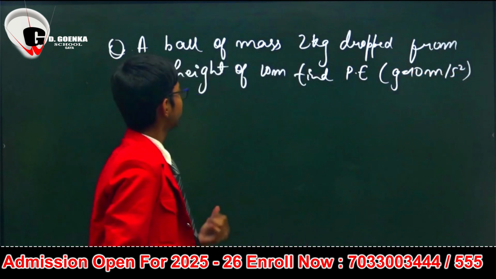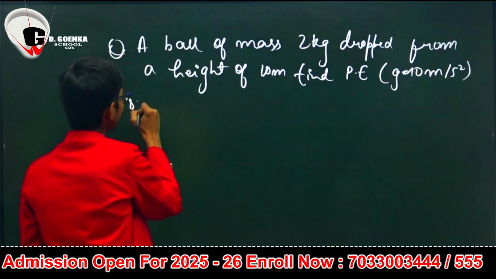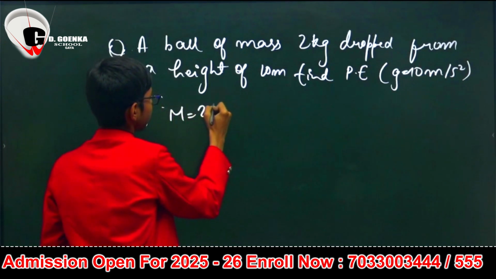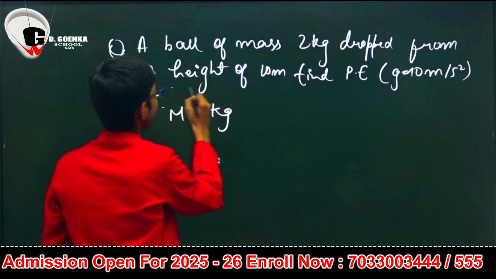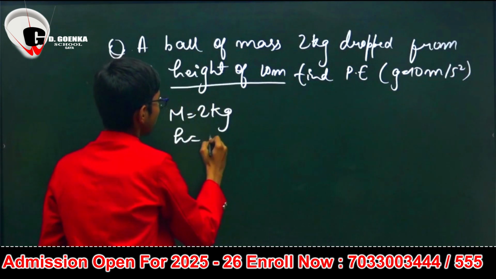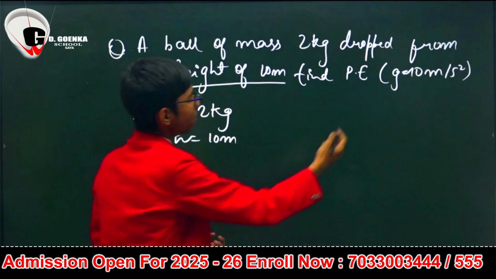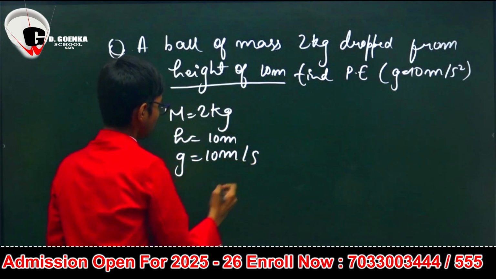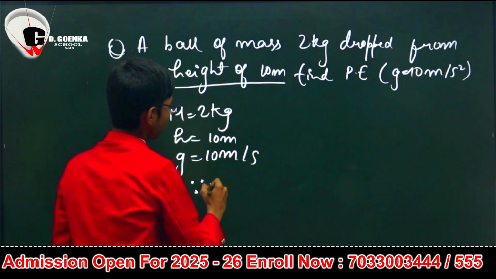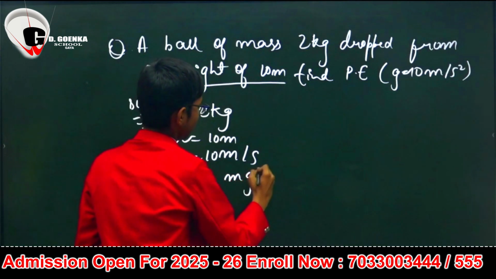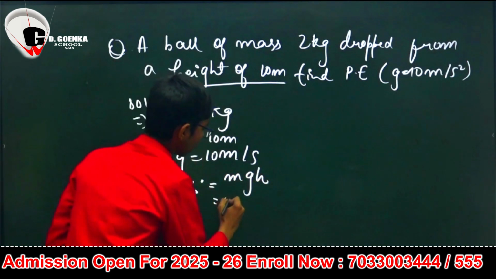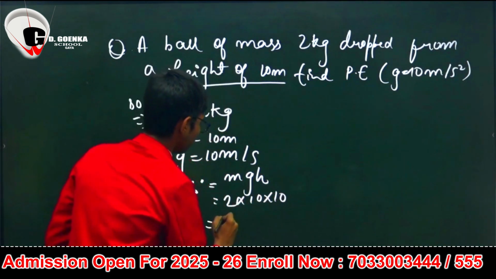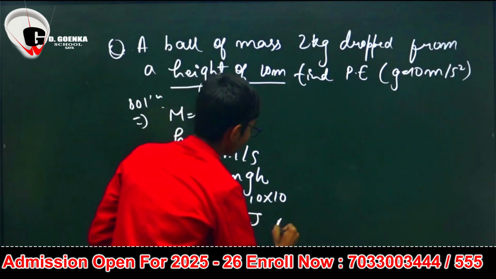So now let's move. So we will write again the given data. So mass is 2 kg. It is dropped from a height of 10 meter. So height is equal to 10 meter. And here we will take the g value as 10 meter per second. So we know the formula will be m into g into h. So we will write the data as 2 into 10 into 10. So it will be 200 joule. So it is the answer.